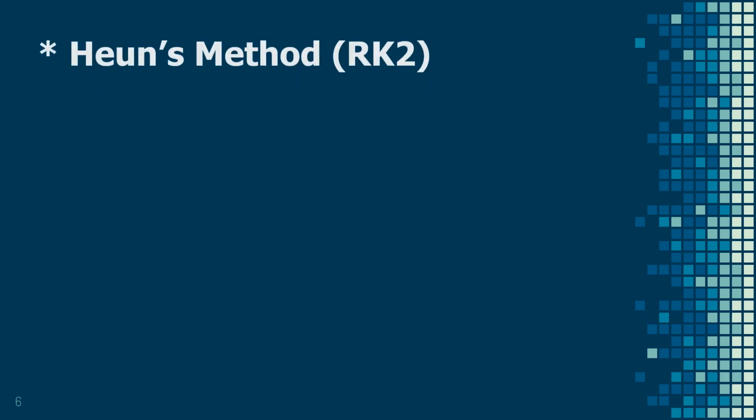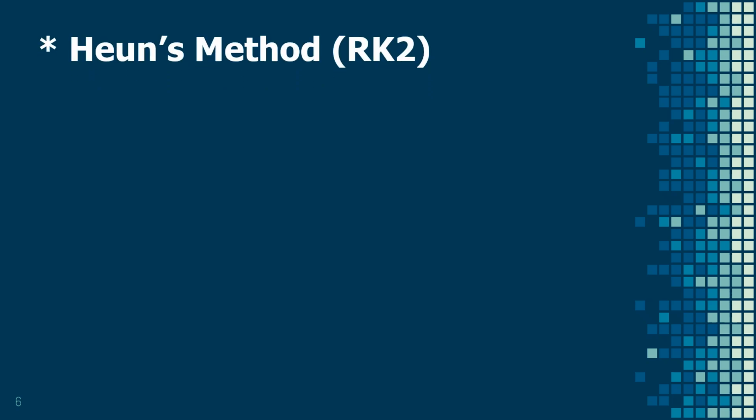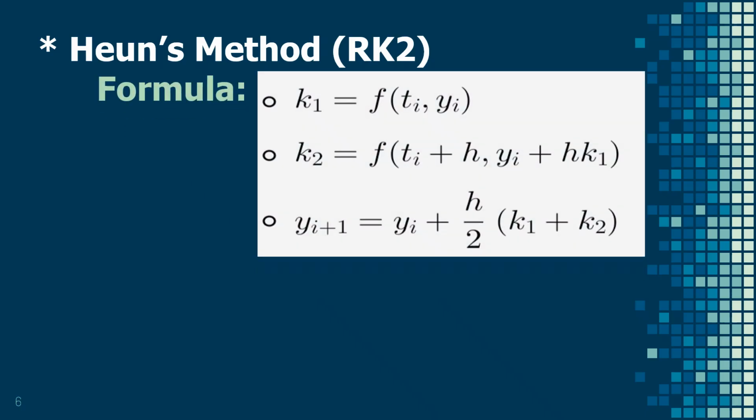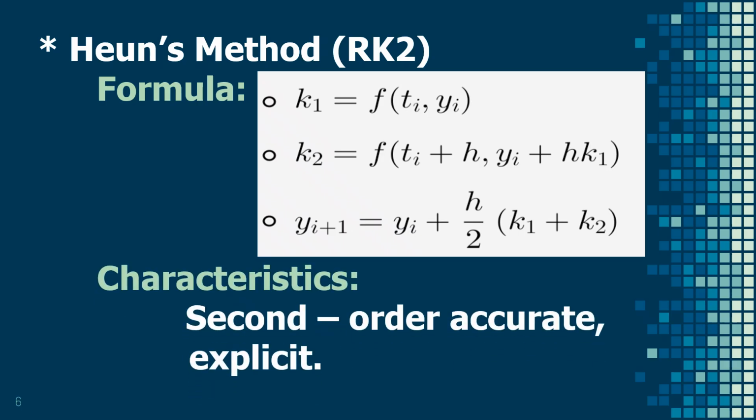Next to the midpoint method, which is under the Runge-Kutta method, is what we call Heun's method, also known as the RK2. So its formula to use is any of these formulas. So you can make use of these three formulas in order for you to make use of Heun's method or the RK2. And its characteristic is that it's second order accurate and it is explicit.